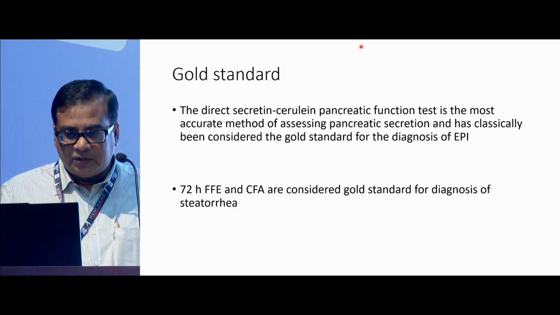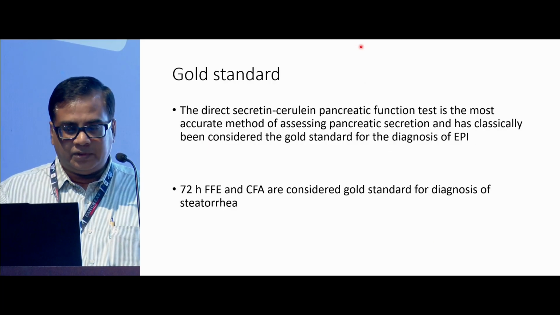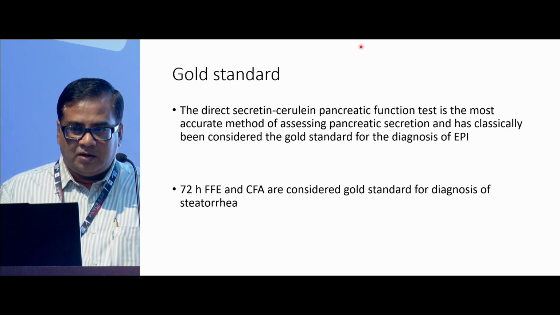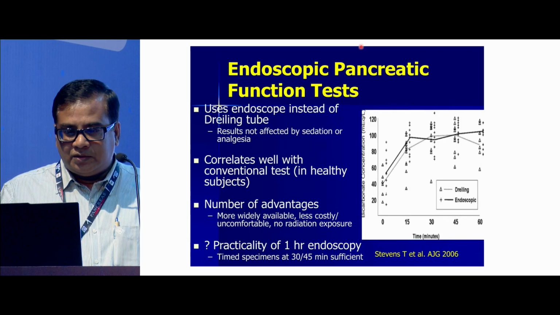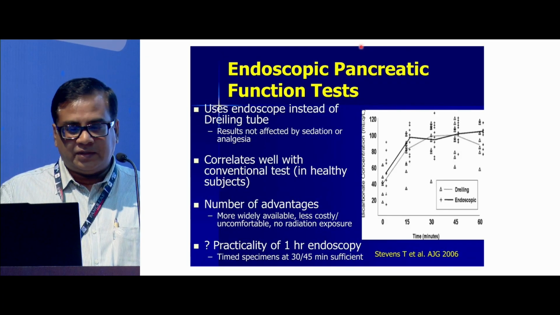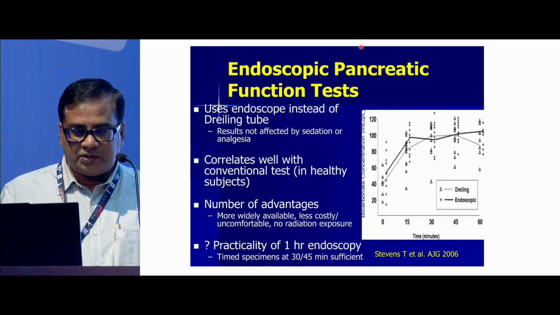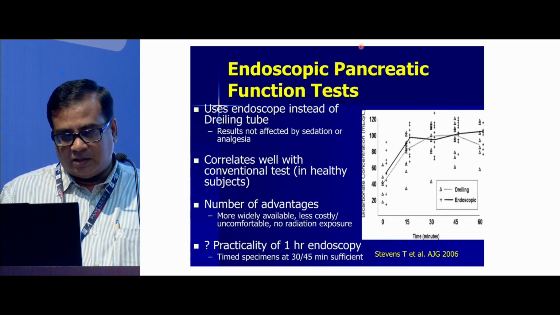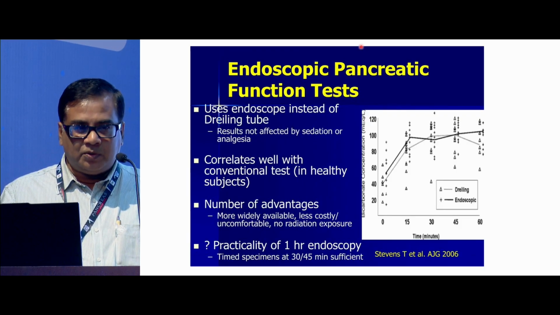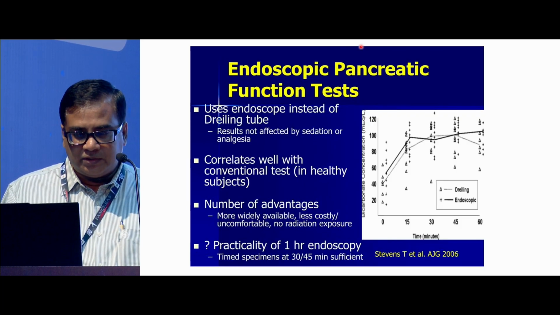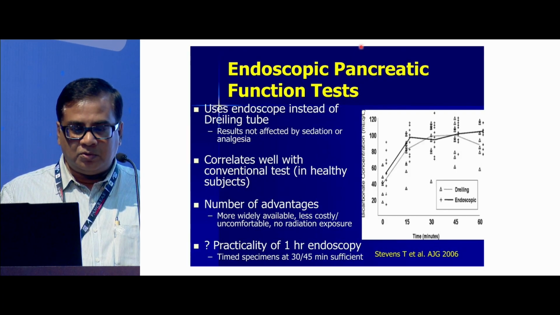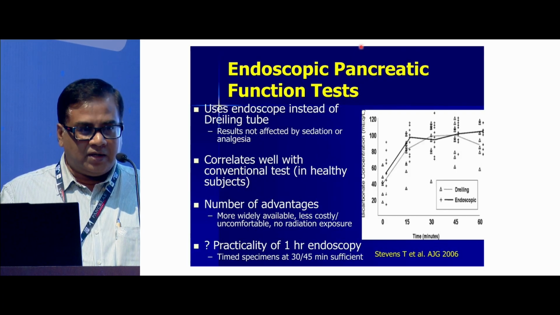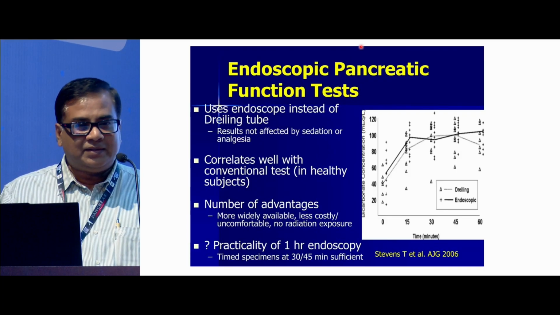So in view of the difficulties in direct testing using the Dreiling tube and other oro-duodenal tubes, some of the centers have come up with a variation, that is the endoscopic pancreatic function test, in which you use an endoscope, and it has been shown that the results are not affected if you use sedation or analgesics. And it has been shown to correlate with the conventional direct test, but in healthy subjects.